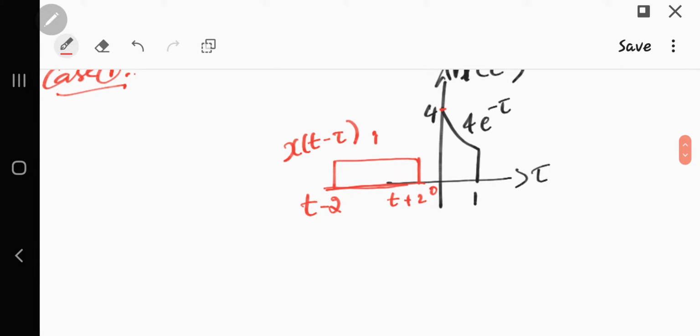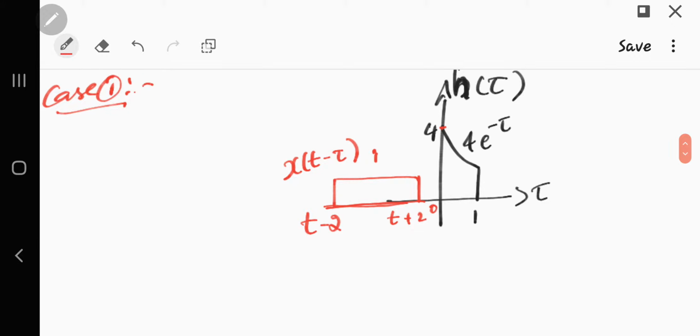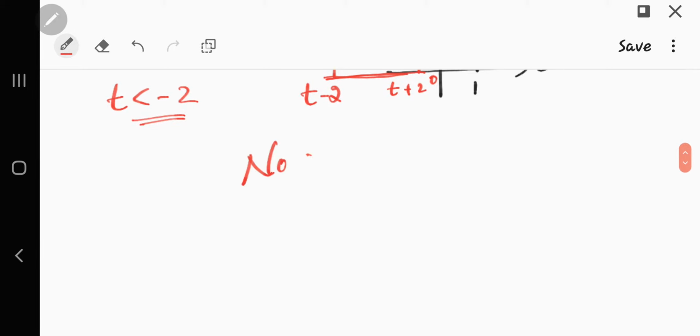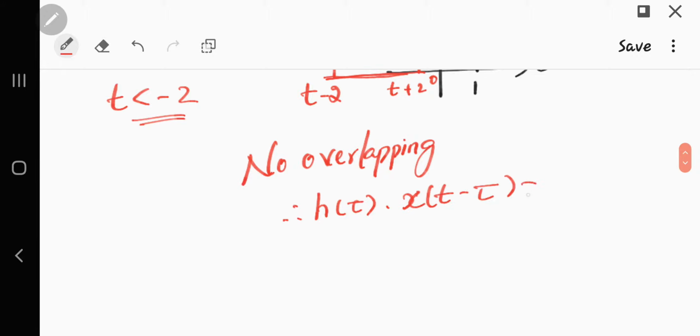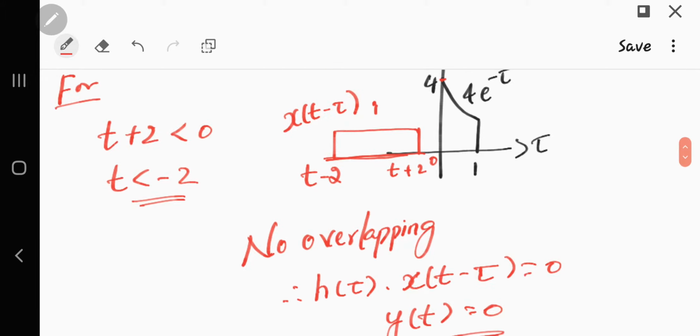So this is my x of t minus tau. As you can see, there is no overlapping here. The signals are not getting multiplied. So that means for t plus 2 less than 0, or t less than minus 2, there is no overlapping. Therefore, h of tau into x of t minus tau, the product of these two, will be 0. Therefore, y of t is equal to 0.